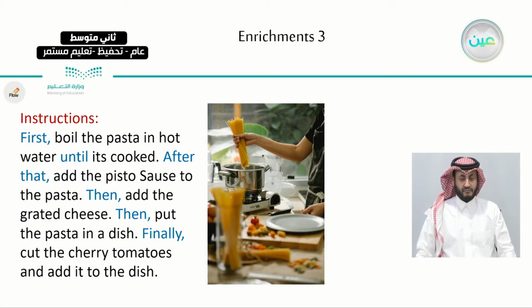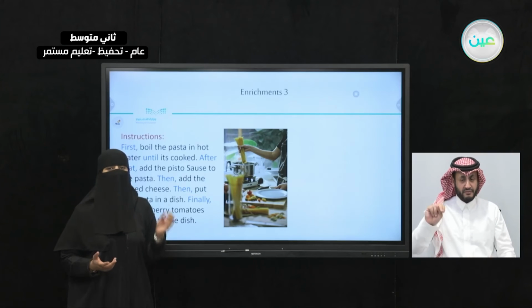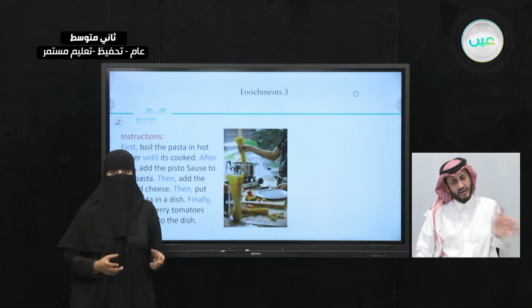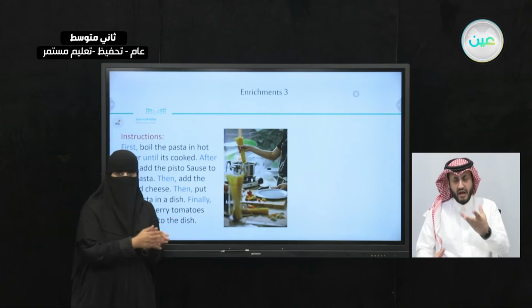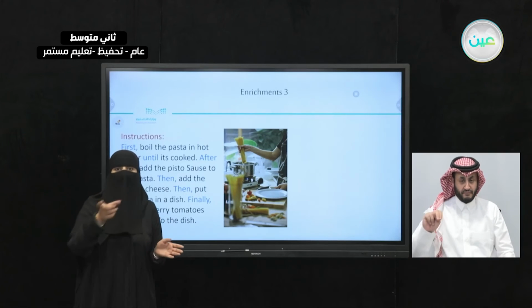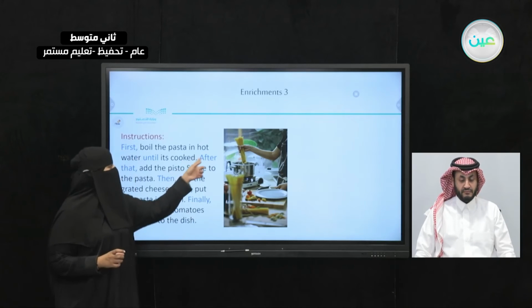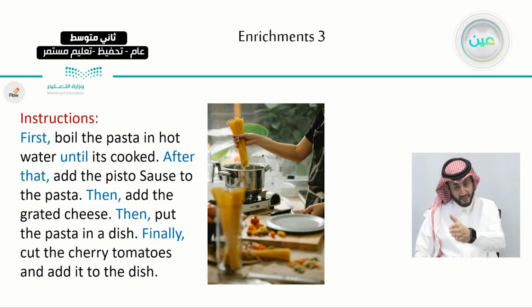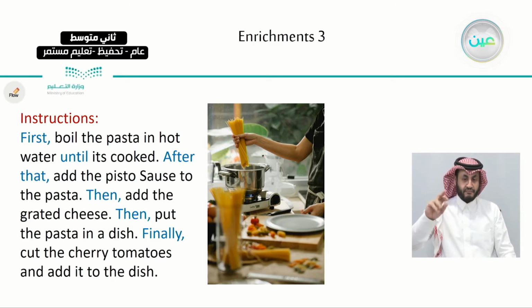First, boil the pasta in hot water until it cooks. So here the word until. What do we call the word until? It's words of time. So you're going to do this thing until the difference happens. So you're going to boil the pasta until it cooks. Now, after that, add the pesto sauce to the pasta. What is the next step that you're going to do? Adding the pesto sauce. So this is the second step.